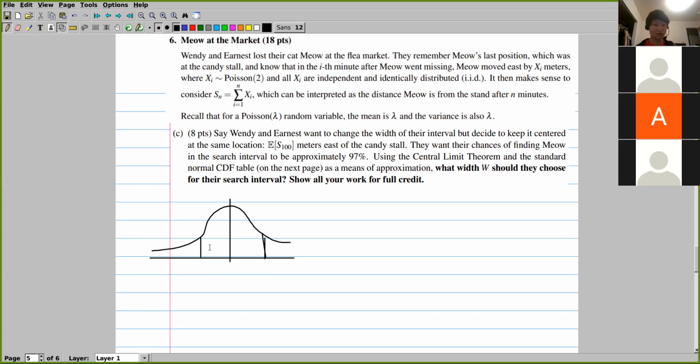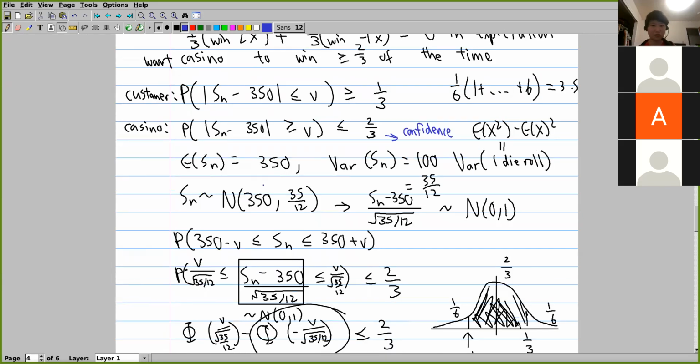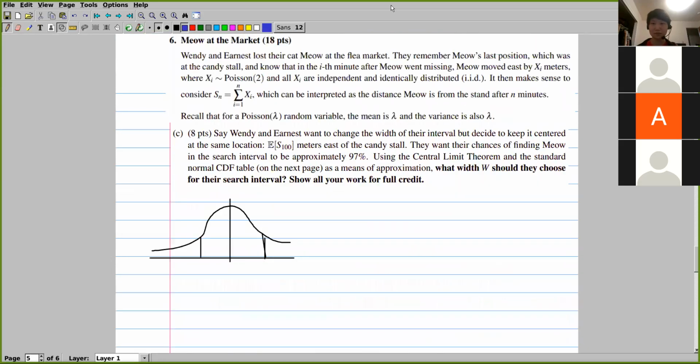Why did we calculate the expected value of the 100 dice rolls and the expected profit? At a high level, the reason we calculated the profit was that profit gives our confidence. And the expected value, this is 350, lets us center our interval at the end. So when they say something like interval, you would just leave it as epsilon, right? But when they say something like width, you would want exactly the width. Okay, I see.